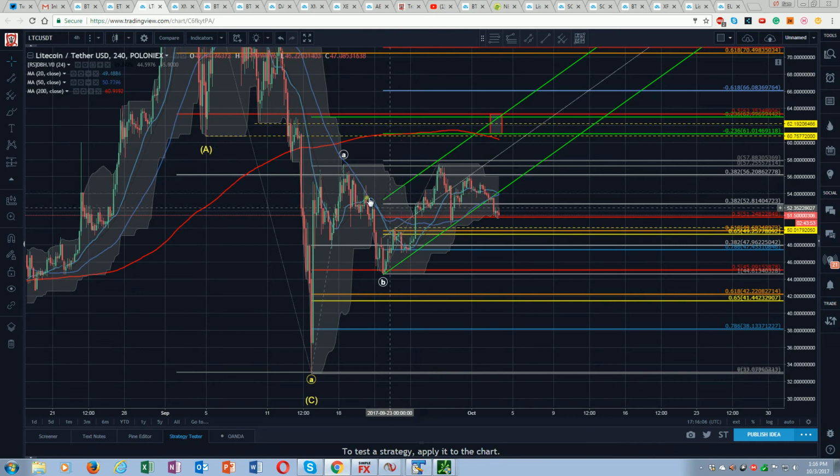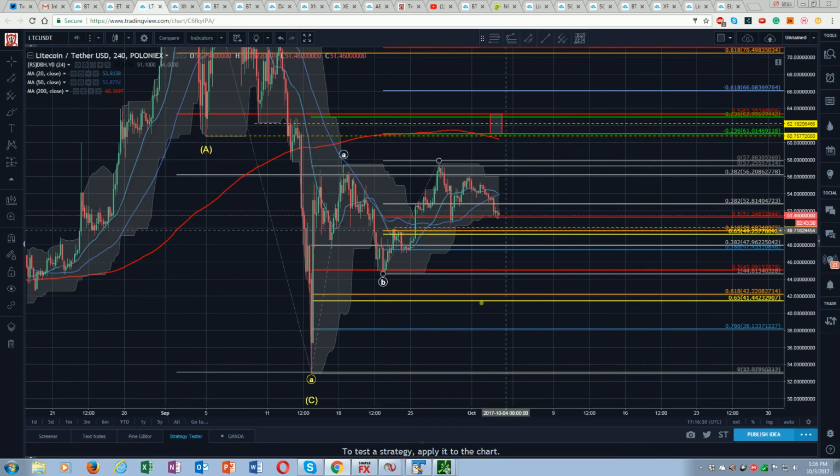So likely this count has to come off. Could we squeeze out the C here? Yes, we could. But when it's not obvious, and we've broken this channel, that's not good news. I'm just pulling from low to high. The 50 held it the first time. We're testing the 50 again. This swing right at the 618 is likely to be important.